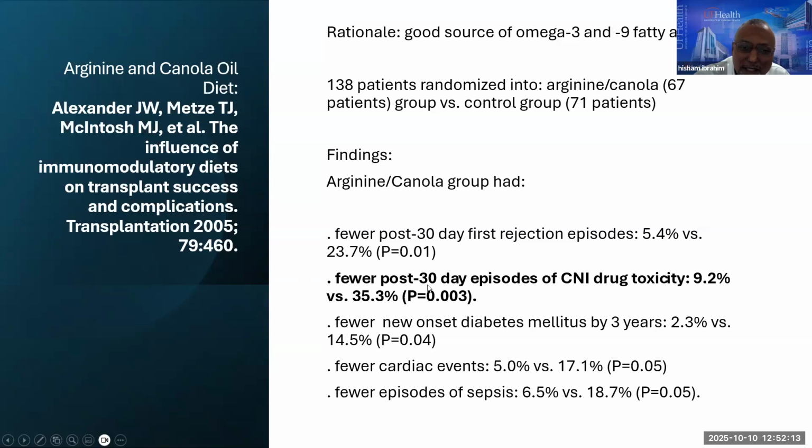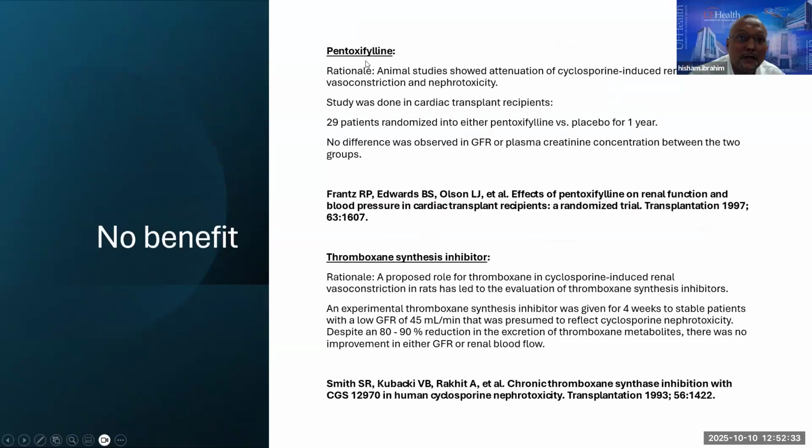But for what concerns us, they seem to indicate that this arginine canola diet was effective in reducing CNI drug toxicity. So this is another area which also needs further research, but this is another study that's out there. Okay, so now studies that have shown no benefit.